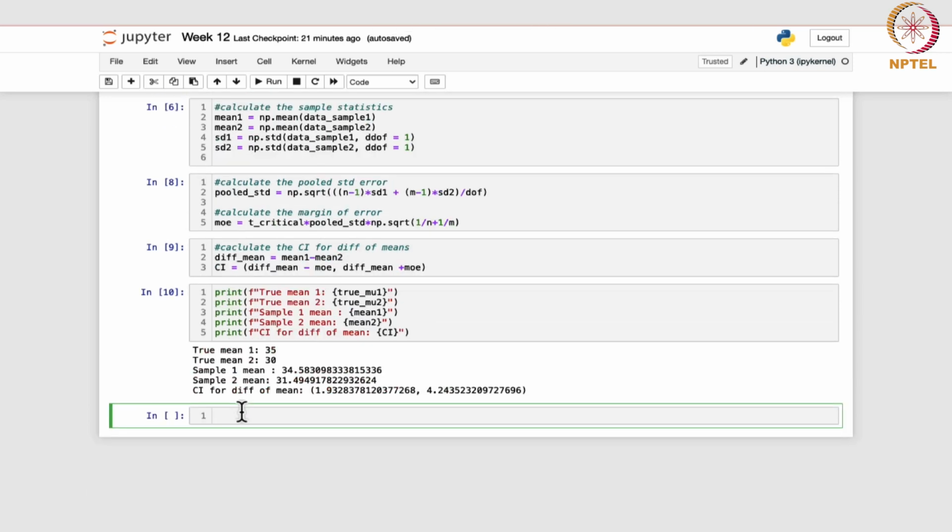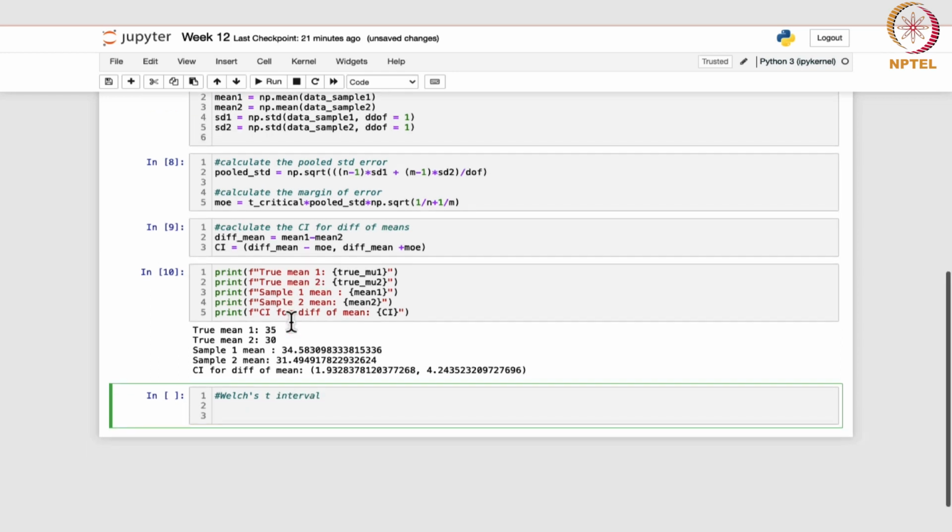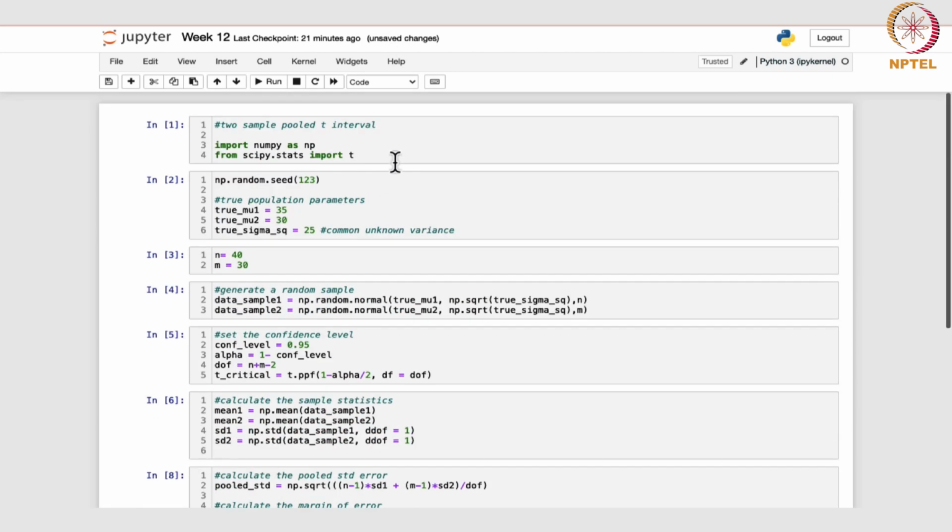So now we move on to the next step, that is your Welch's t interval. Let me mention that as a comment. In this case, how is it different from the previous one, that is the pooled one? Here the variances would also be different. Population means as well as the variance will be different, and in the pooled one the variances are the same.